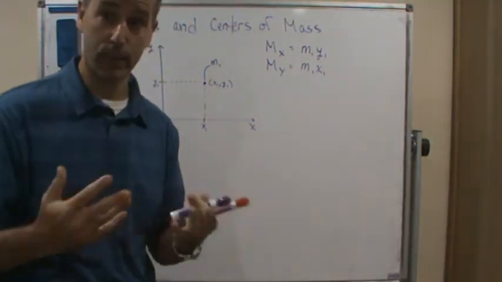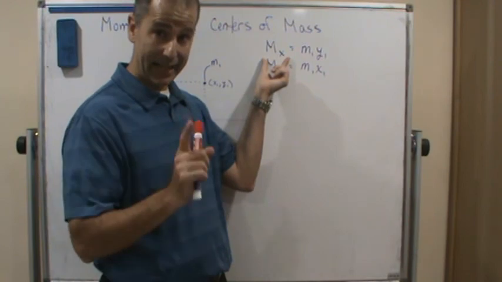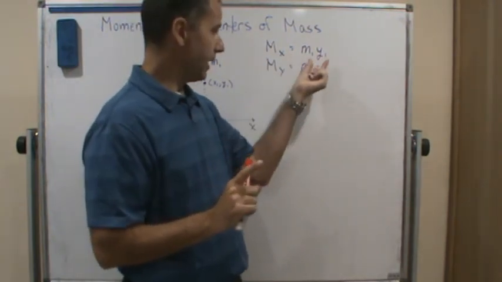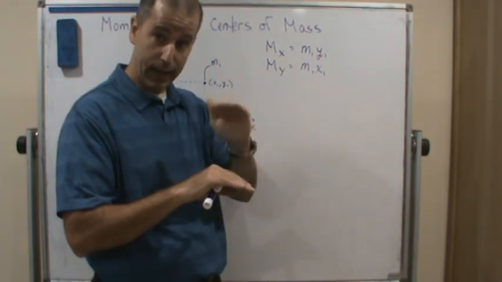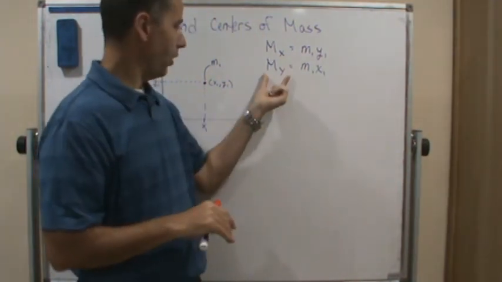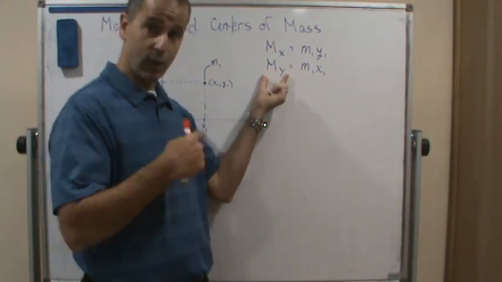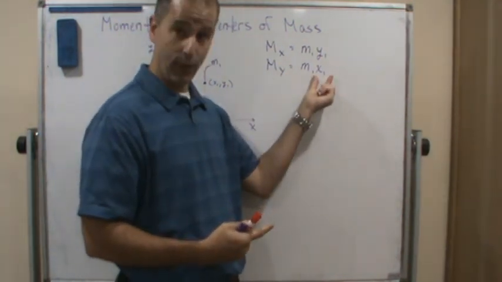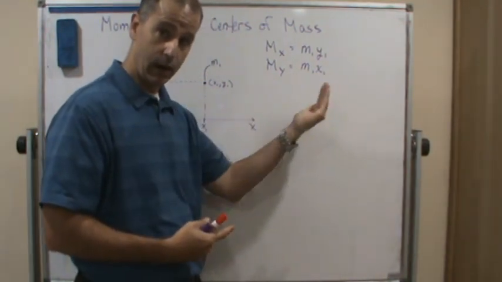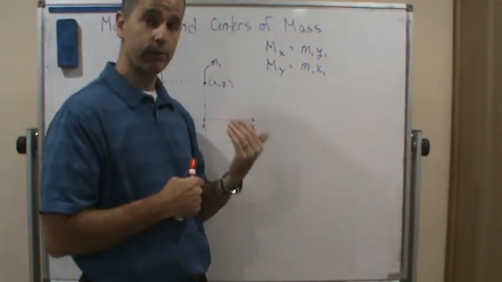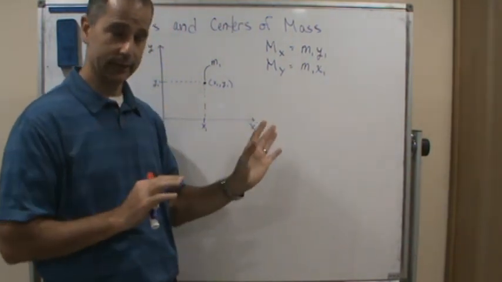You have to understand the terminology, right? This is with respect to x, the x-axis, which means I'm going to use the y-coordinate because the y-coordinate is what tells me how far I am. And similarly, this moment with respect to the y-axis means I'm going to have to focus on the x-coordinate because that tells me how far I am from the y-axis. Okay, so again, just get that straight.